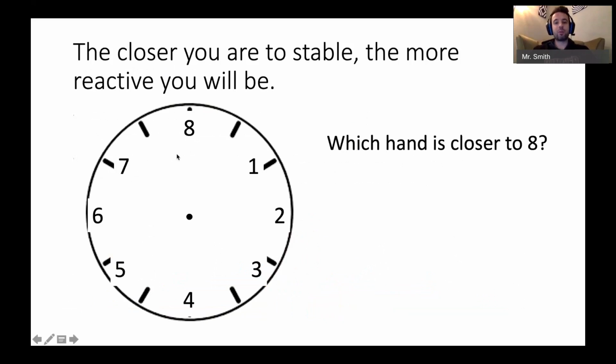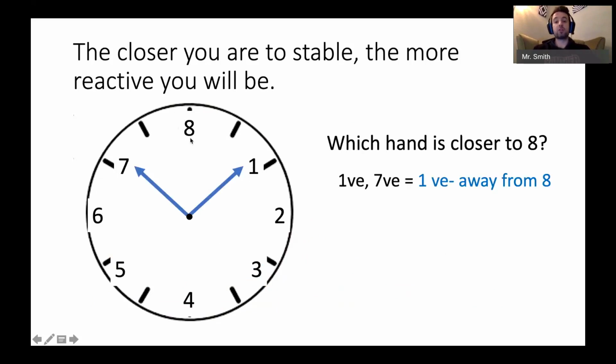Here's my clock, but instead of the numbers being 1 through 12, I've changed the numbers to being 1 through 8. And the idea is the closer you are to 8, the more reactive you will be. So the question is, which hand is the closest to 8? Well, which number is closest to 8? Honestly, it's probably a tie between 1 and 7, first off, because they're one step away from getting to 8. Right? So 1 valence electron and 7 valence electrons are both 1 valence electron away from 8. If you gain 1 from 7, you get to 8. Or if you lose 1 valence electron, you go back to the next level, which should be full. So either way, you get to 8.